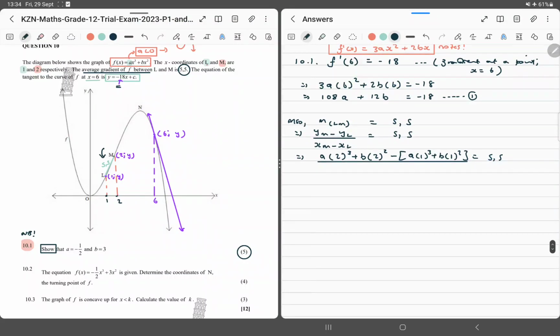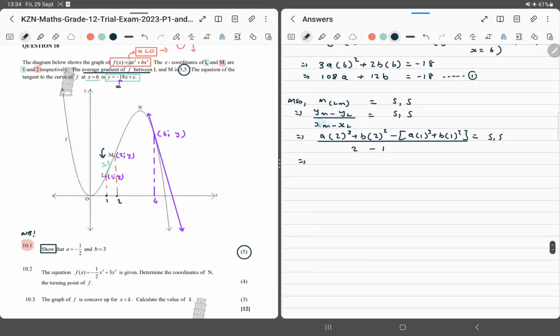This is 5,5. This is basically 2 minus 1, so we can see the denominator falls away. So we focus on the numerator. This is going to be 8a plus 4b minus, this is now a plus b. When we put a minus, it's going to be minus a minus b is equal to 5,5. Can you see that?